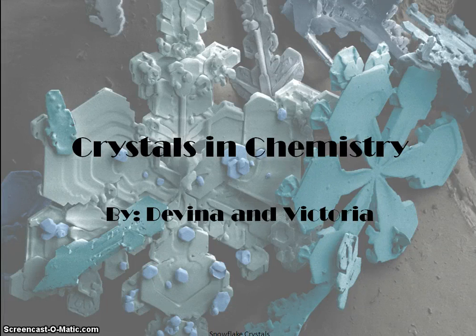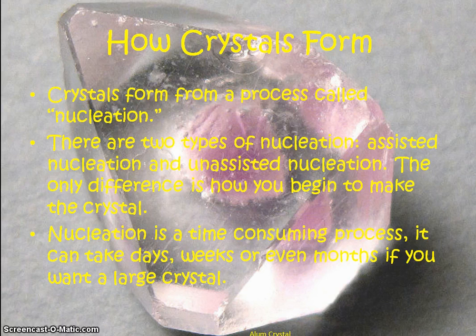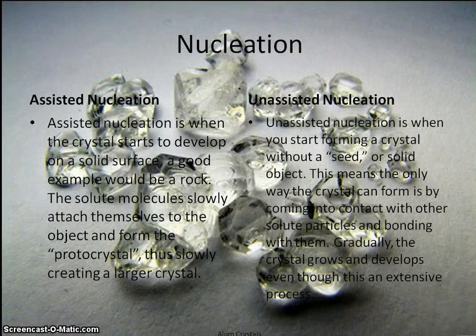Today I'm going to be talking a little bit about crystals in chemistry. Crystals are formed by a process called nucleation. And in simple terms, nucleation is the process by which crystals are formed. There are two different types of nucleation.